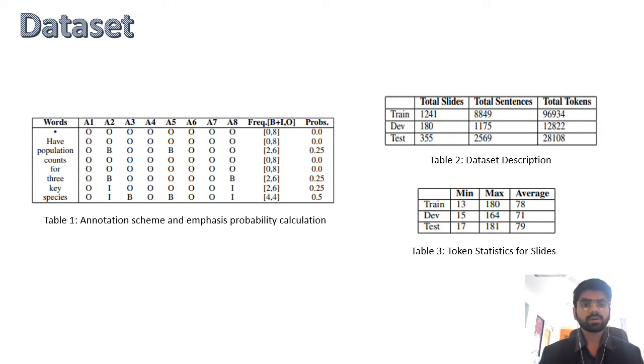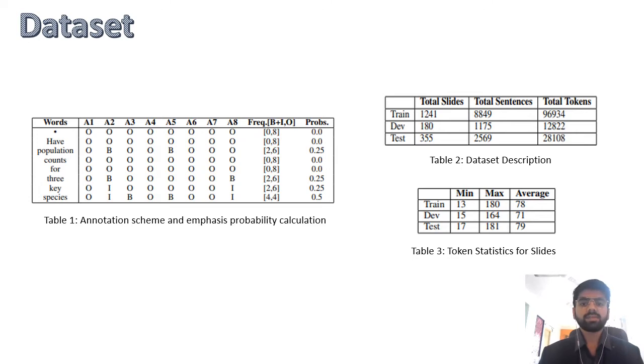Now we'll talk a little about the dataset. In table 1, we can see the annotation scheme followed by the annotators of the dataset. They followed the very conventional bio-tagging scheme where each B stands for the beginning of the emphasized span, I stands for the intermediate words, and O for the non-emphasized words. Thus, every word to be emphasized was either tagged as a B or an I by the annotators, and the final emphasis score was calculated using the average scores of all the 8 annotators.